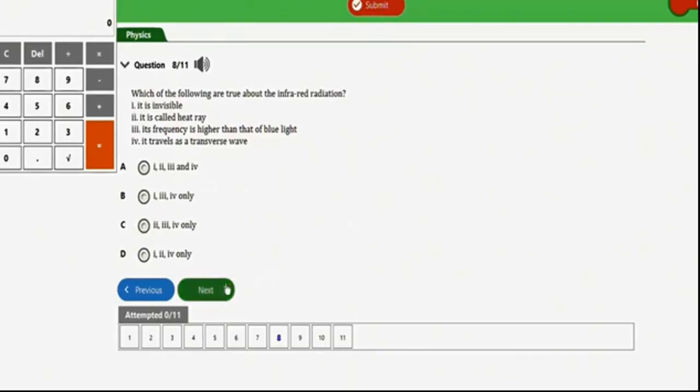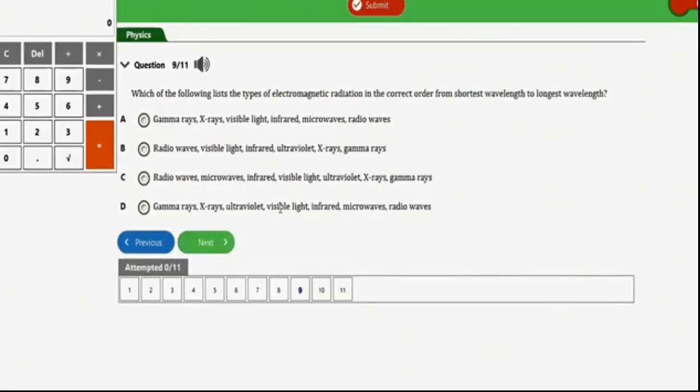Next question will be this one. It says which of the following lists the type of electromagnetic radiation in the correct order from shortest wavelength to longest wavelength. Okay, so talking about wavelength now, not frequency, so you have to be careful with these guys. So option A, we have gamma rays, X-rays, visible light, infrared, microwave, radio wave. This is wrong. Remember, we're looking at from shortest to longest wavelength.